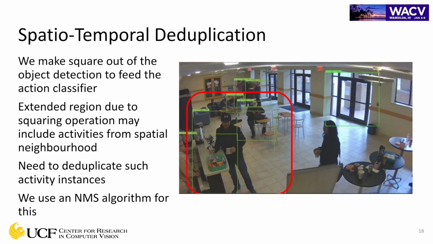Here we have an example of an indoor scene. The squared bounding boxes are in green. The red box indicates an area where many bounding boxes cover the same area. Any action covered by multiple bounding boxes has a high probability of producing duplicate predictions.